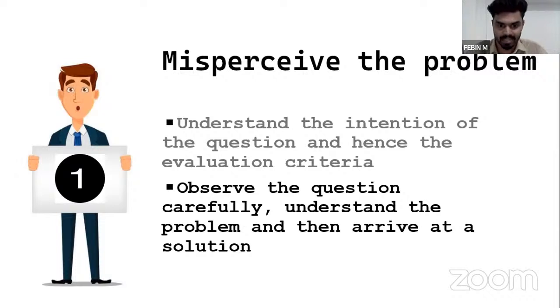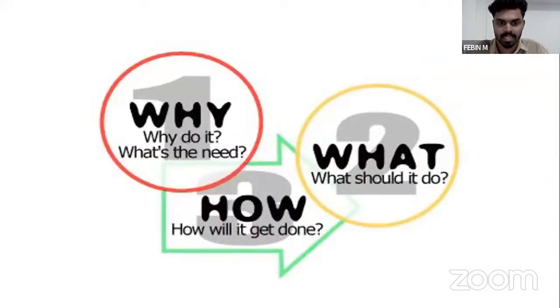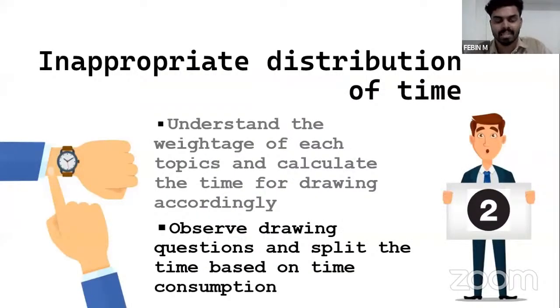So after reading the question, understand, ideate, and then come to your solution. That's the process. Just understand the criteria, then observe the problem and arrive at a proper solution. And next we have inappropriate distribution of time.